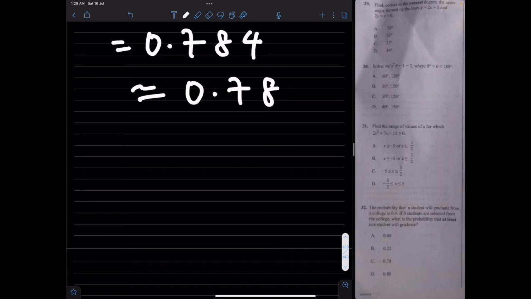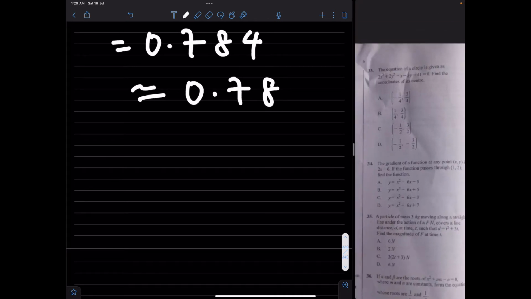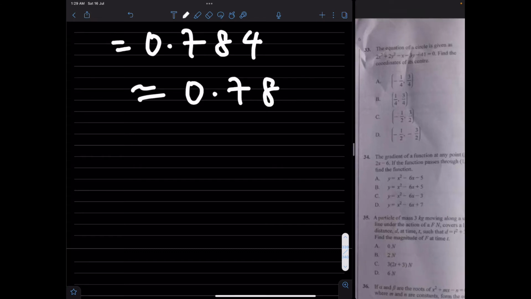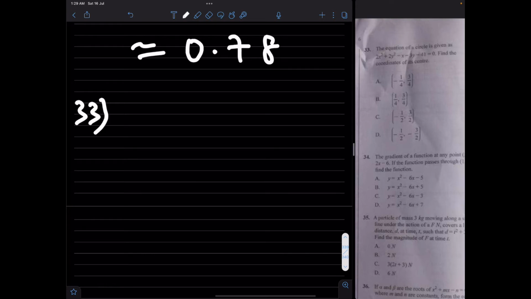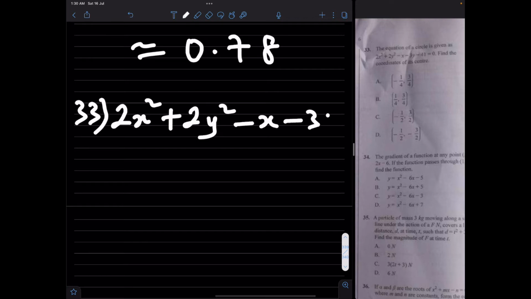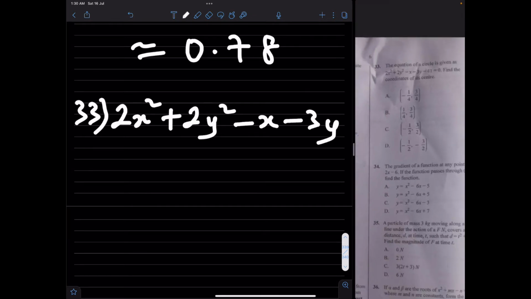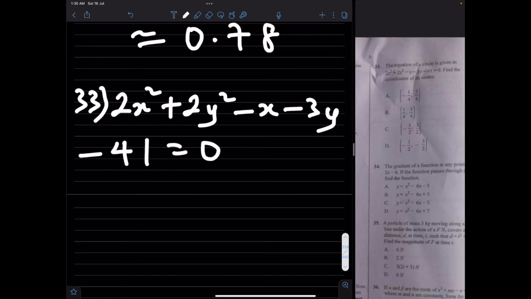Now we go straight to the next, which is number 33. And the question is, the equation of a circle is given as 2x squared plus 2y squared minus x minus 3y minus 41 equals 0. Find the coordinates of its center.